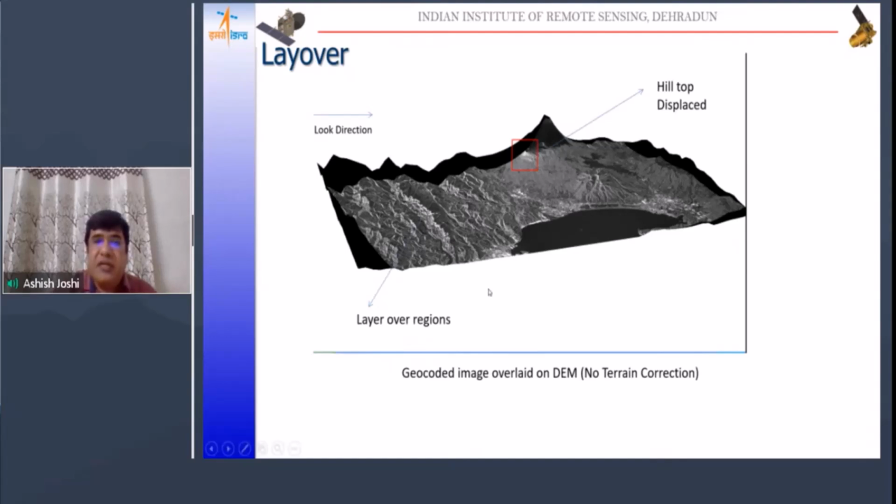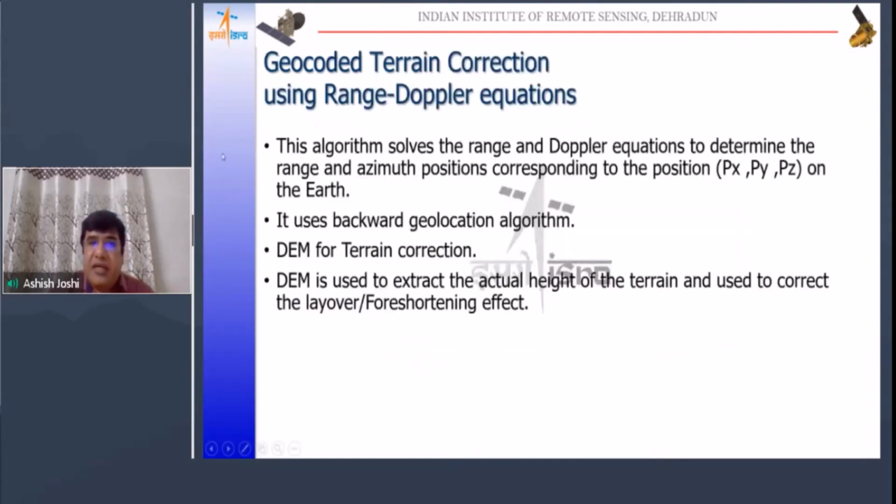What is the digital geocode terrain correction? This algorithm solves the range Doppler equation to determine the range and azimuth position corresponding to the position Px, Py, Pz on the Earth. It uses the backward geolocation algorithm. The DEM is used to extract the actual height of the terrain and to correct the layover and foreshortening effect geometrically. Only geometrically it is placing the pixel position.